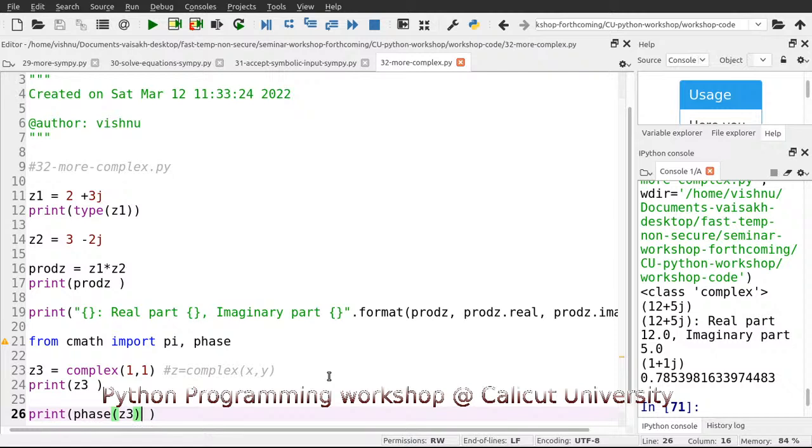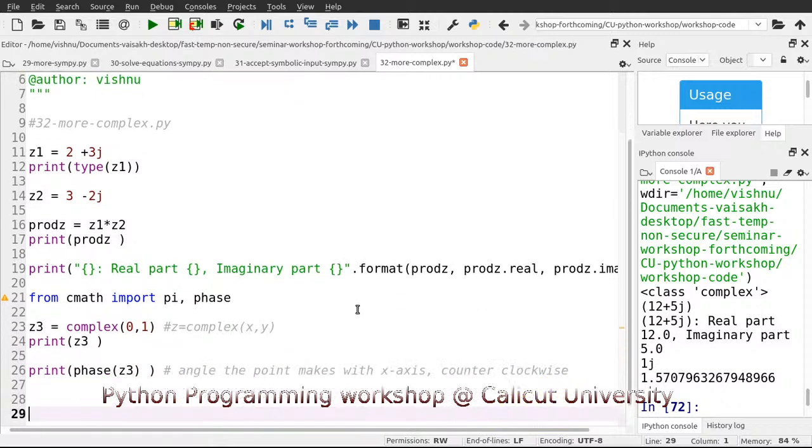0.78, I don't know if 0.78 is actually okay. To be clear enough, let us try to use this. 1.57, for 0 and 1, that's on the y-axis, at a distance of 1. Okay, I think it's pi by 2. So this is correct. So you can find the angle like this. The angle the point makes with the x-axis in the counterclockwise direction. So the phase can be used.